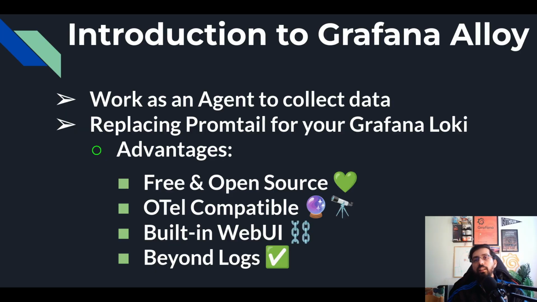Now let's take a look at what Grafana Alloy is and why it is superior to Promtail. Grafana Alloy also works as an agent to collect data, but it does not collect only logs. It collects all the telemetry data. So it can collect logs, metrics, traces, and even profiles. And basically it is the replacement for Promtail if you're using Grafana Loki on your Docker machines. It has several advantages. Grafana Alloy is an open source project. You don't need to pay for it. You can use it freely on any machine, on any device.